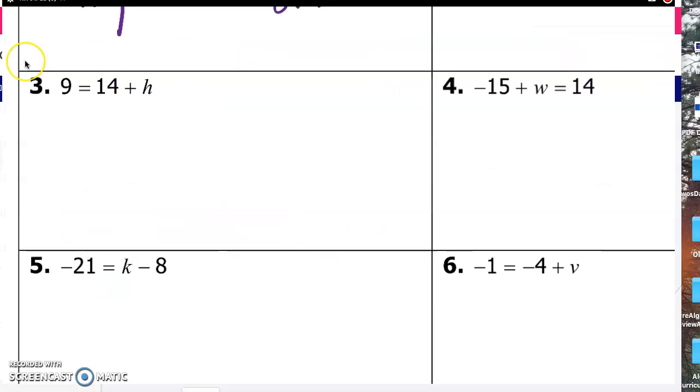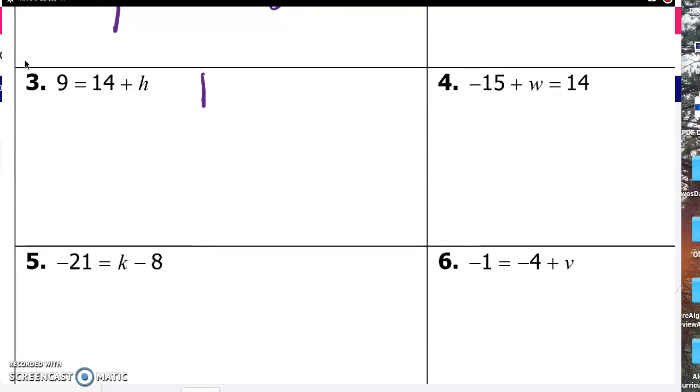And it does. For number 3, the equation looks a little bit weird. So if you want to leave it how it is and solve it, you can. You can also flip things around. So I would change it to h plus 14 equals 9. So I switched what was on each side of the equal sign. I also rearranged the 14 and the h. And you can do that because it's addition.